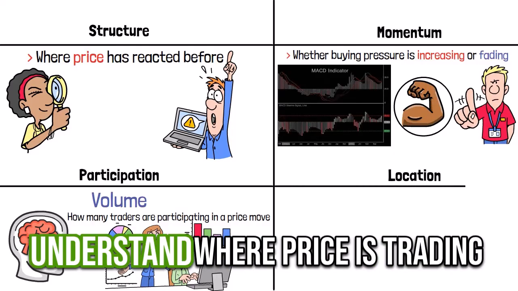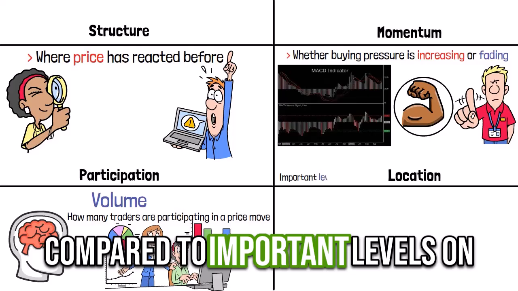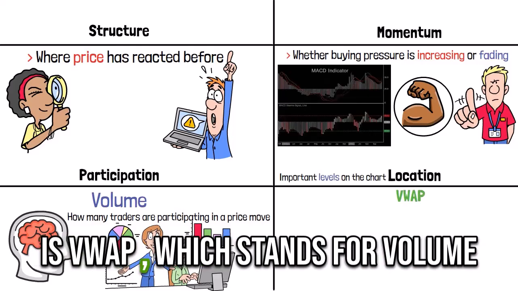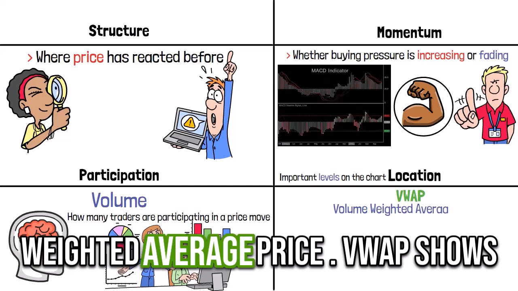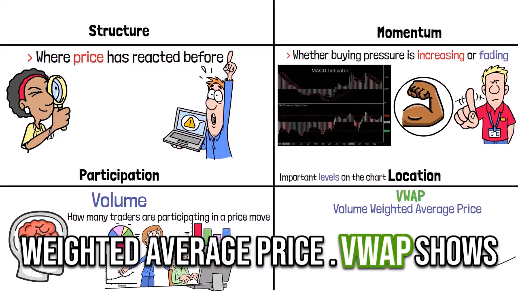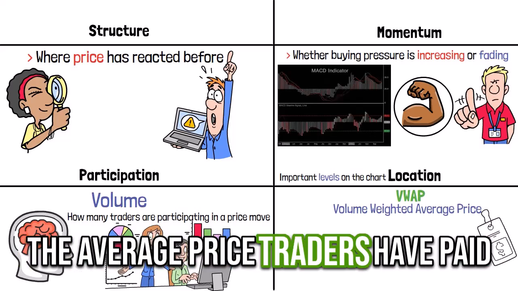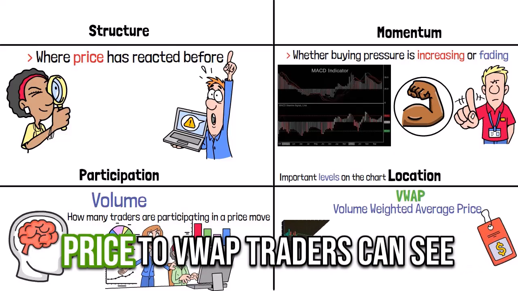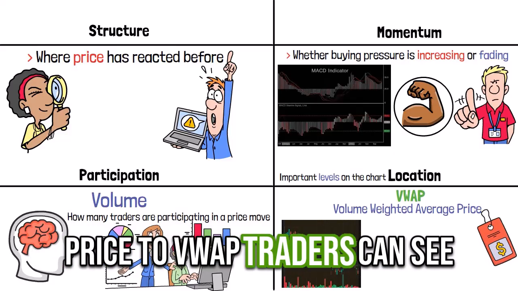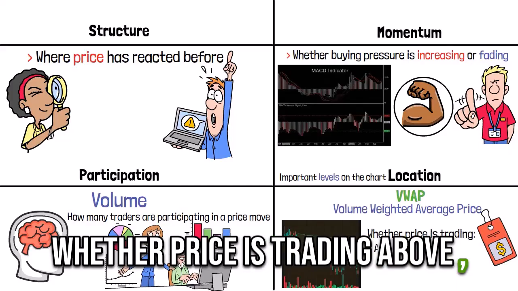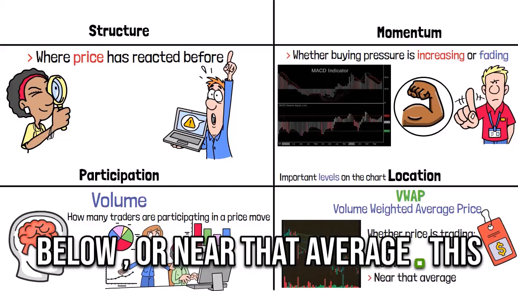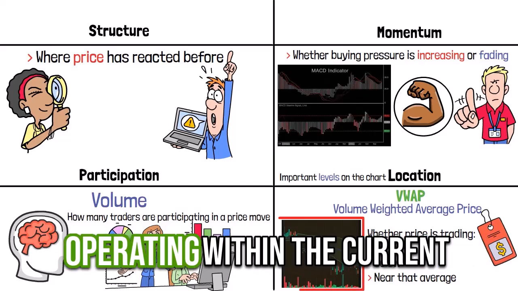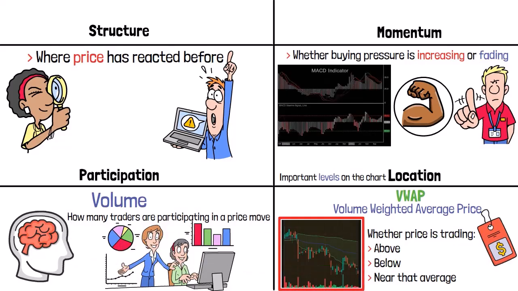Location helps traders understand where price is trading compared to important levels on the chart. One tool we use for this is VWAP, which stands for Volume Weighted Average Price. VWAP shows the average price traders have paid throughout the current trading session. By comparing the current price to VWAP, traders can see whether price is trading above, below, or near that average. This provides additional context that helps us understand where price is operating within the current market environment.